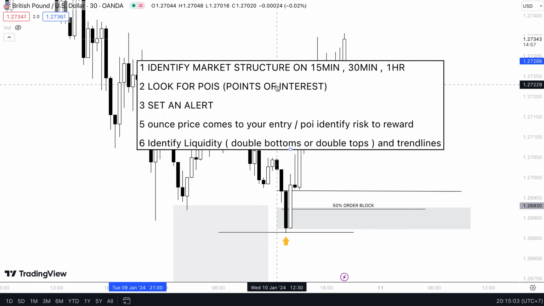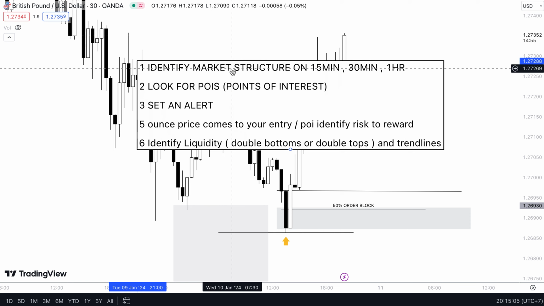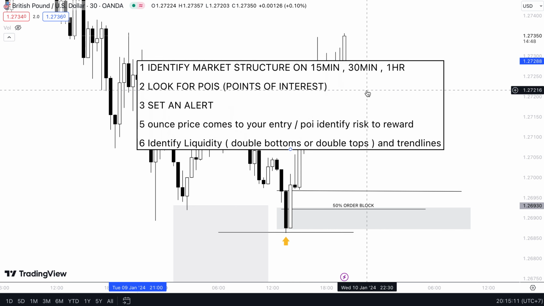So identify market structure on the 15-minute, 30-minute, and 1 hour. Then, step number 2, look for your POIs, your points of interest that you're interested in trading in. Those areas can be order blocks, fair value gaps, supply and demand zones, or however you choose in your strategy. For me, I trade order blocks, fair value gaps and balance, and Wyckoff schematics. But that's too complicated for a video like this, so we're going to focus on order blocks and fair value gaps.